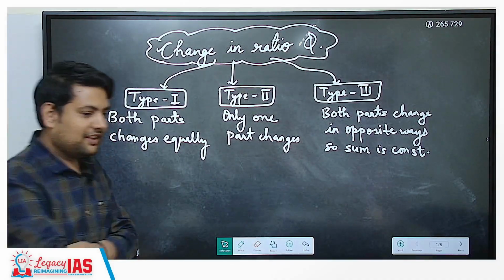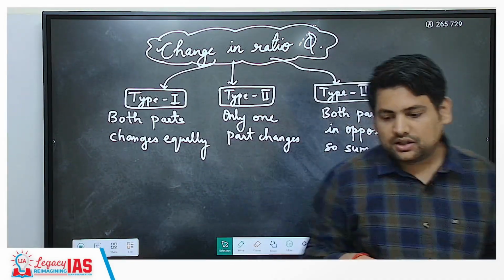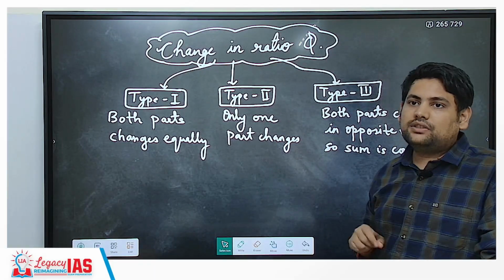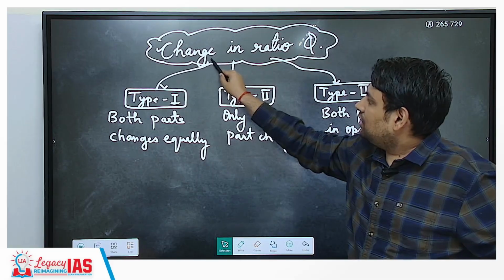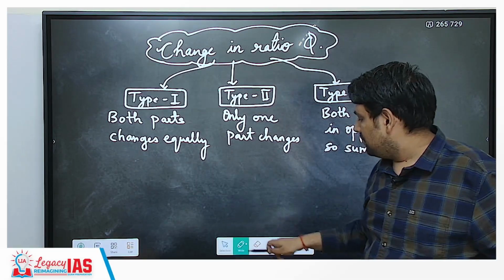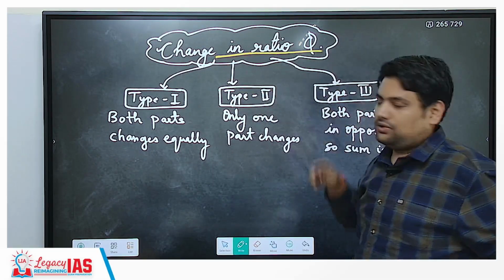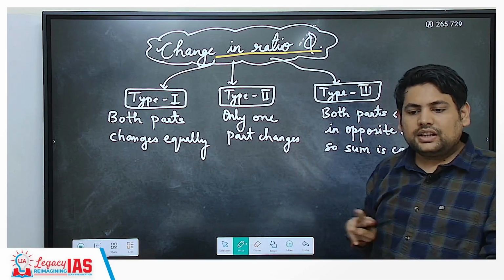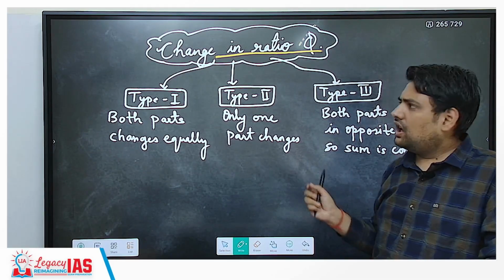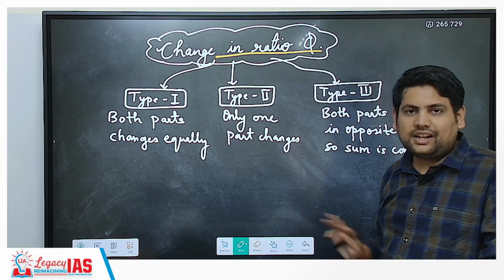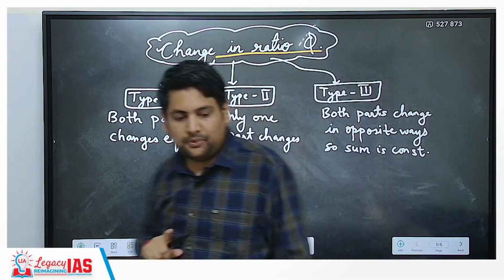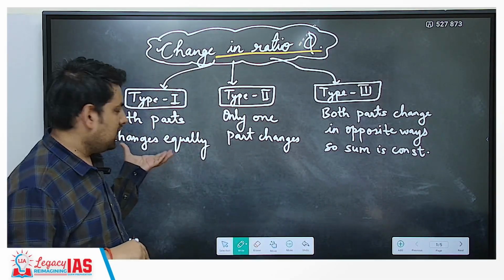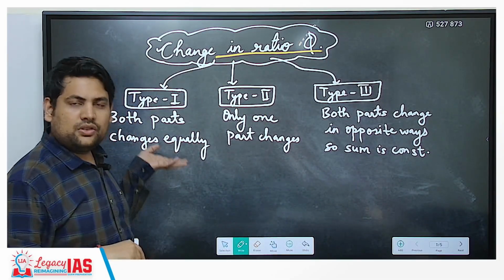So today we will be dealing with a special type of questions that we see in ratio and proportion, that involves change in ratios. Now there are three ways that they generally give you how the ratios are changing. So I have divided it into type 1, type 2, type 3. Now in type 1 what happens, both parts of the ratio change equally.